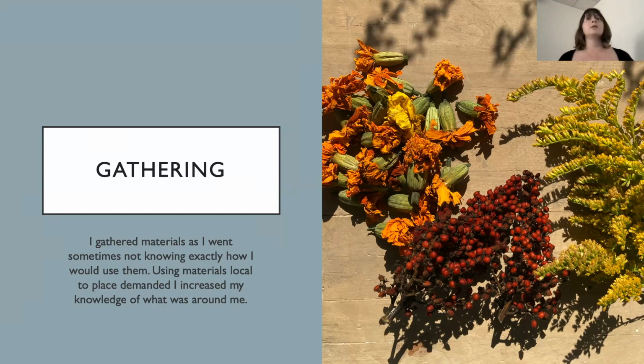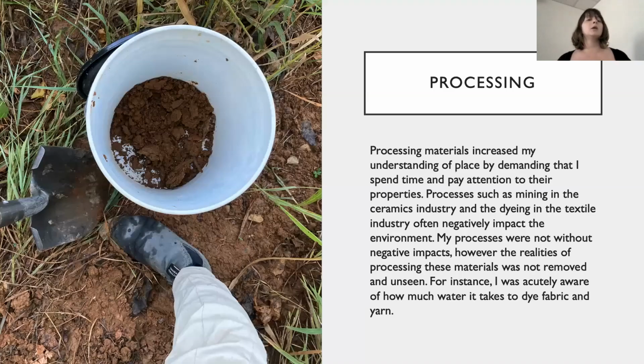If I was going to gather dye plants, I needed to understand which ones would be good for dyeing. And then I also did a lot of processing as well, where I was processing different materials, sometimes in the case of the dye materials, but also sourcing clay from place too. And that again increased my time with these materials from place and with place itself. You have to understand a little bit of geology in order to find clay, and also then working with the clay and seeing its properties tells you a little bit about the place and its geological history too.